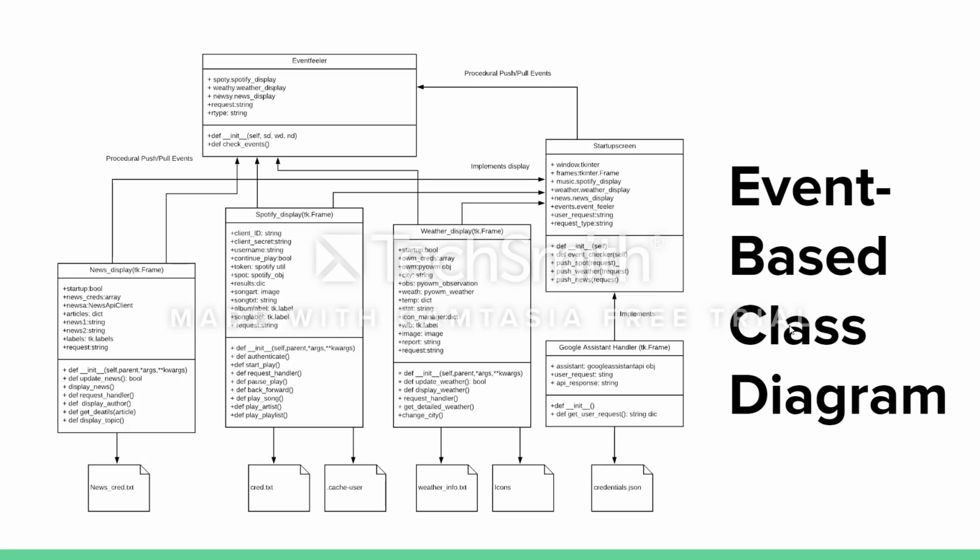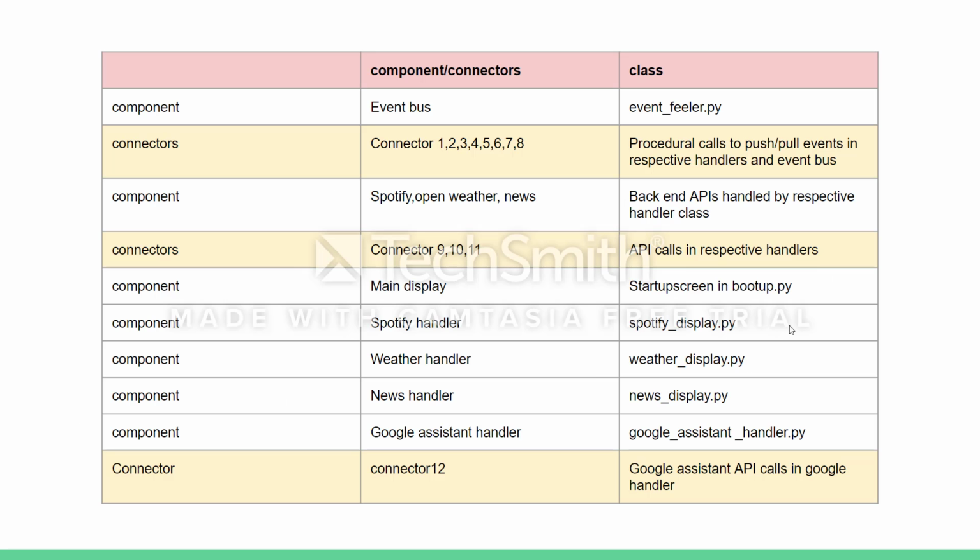The event-based class diagram becomes a little bit more difficult than the Publish Subscribe, as everything would have to be able to catch and throw all of their own events. The event feeler would be a lot more robust, and of course the Google Assistant handler would have to be implemented. So again, here is the component connector class connection mapping. Most of it, again, is very self-explanatory. All the connectors would just be calling over to their APIs or would be going from the handler to the main event bus.